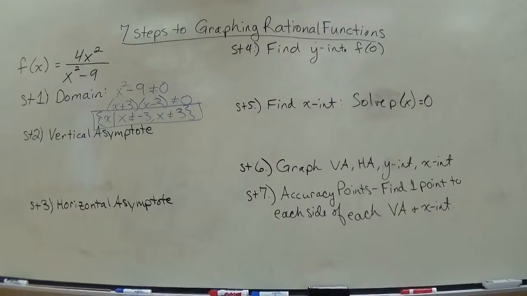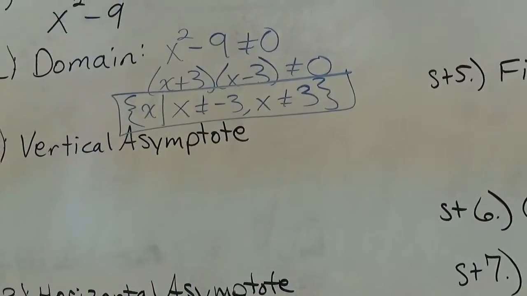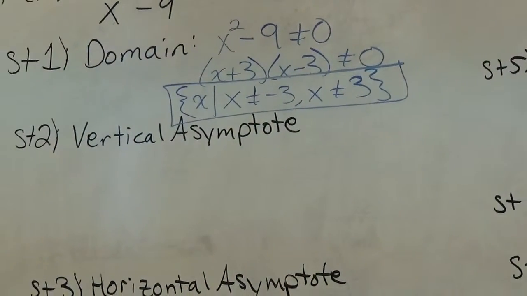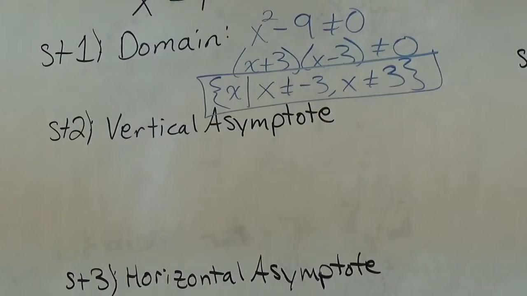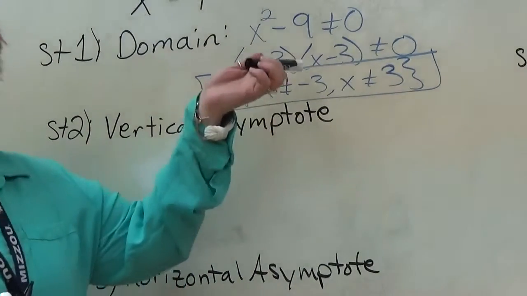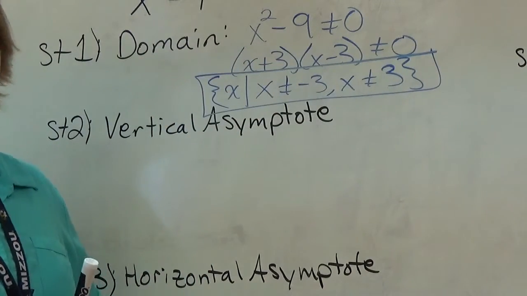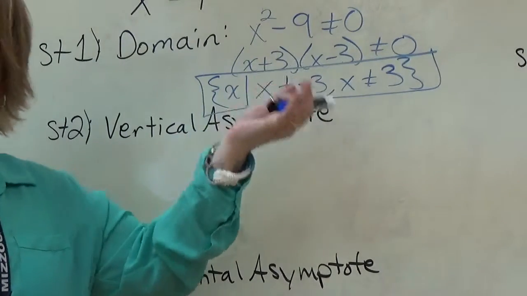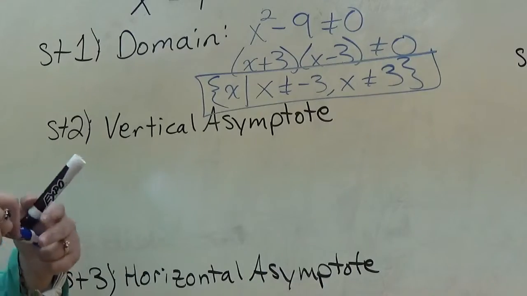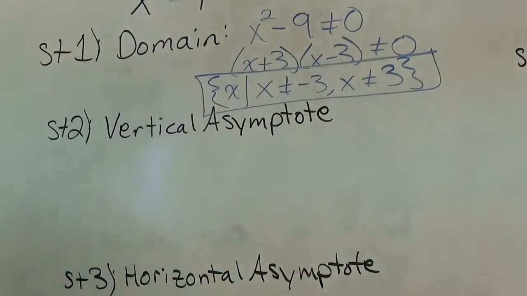Okay, let me zoom in on that for you so you can see it a little bit more closely. So domain, x cannot be negative 3 and x cannot be positive 3. Okay. Actually, let's do this for the vertical asymptote also. So your vertical asymptote really works from your domain. The only possibilities you have for your vertical asymptote are going to be the items that your x's can't be. Okay, now it's not always all of them, but those are the only possibilities. If it's not in this list of x can't be, then it's not going to be in your vertical asymptote.